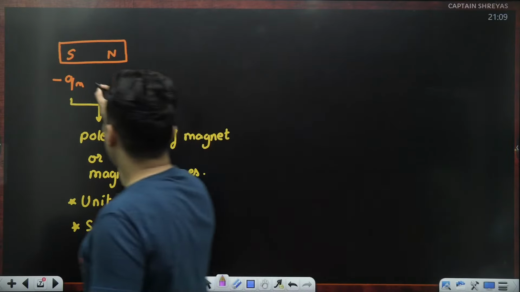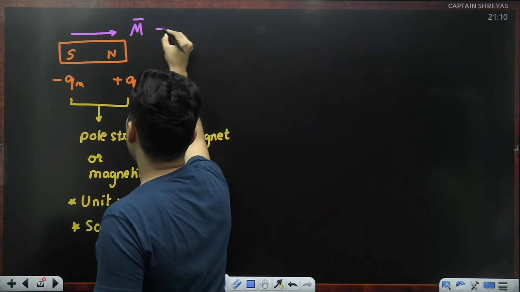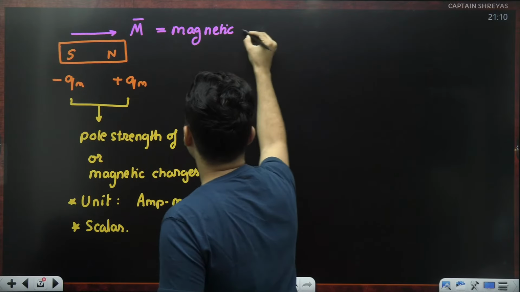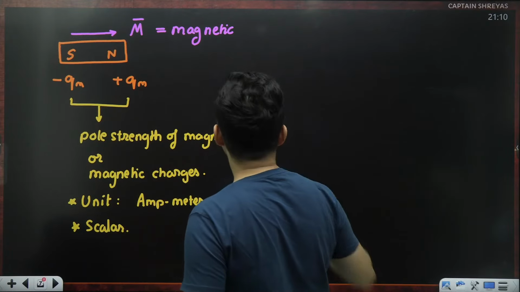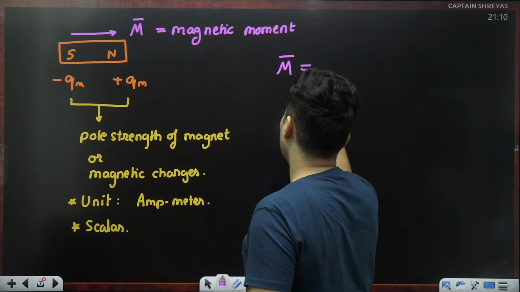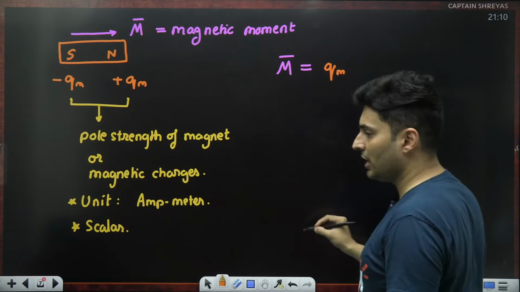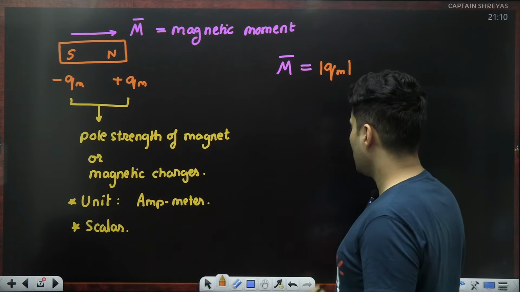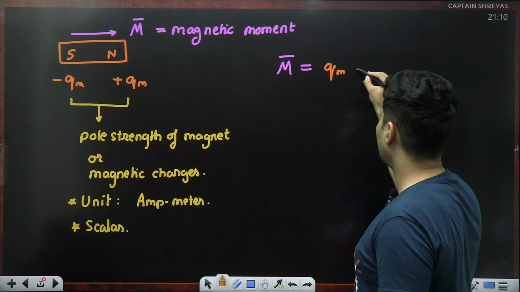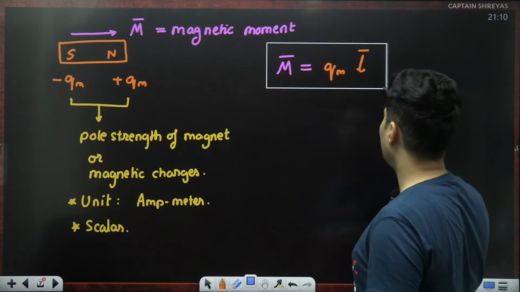Also, if you draw a vector going from the south pole to the north pole, you will get the magnetic moment. M is the magnetic moment, like you had electric moment. So this is the magnetic dipole moment, or just the magnetic moment. And the formula for magnetic moment will be any one of the charges, positive or negative, just the magnitude of that charge multiplied by the distance separating both of them, so basically the length of it. That is basically your magnetic dipole moment's definition.